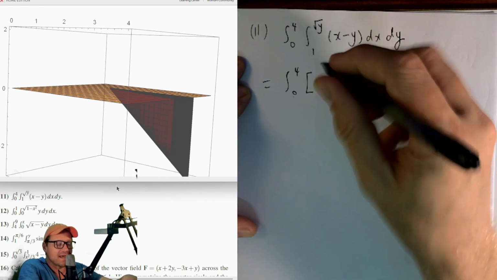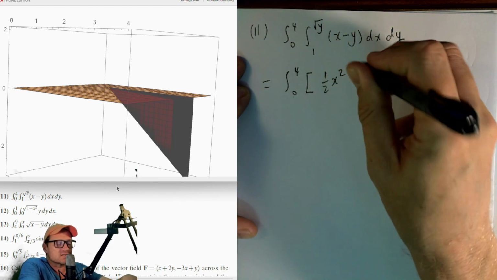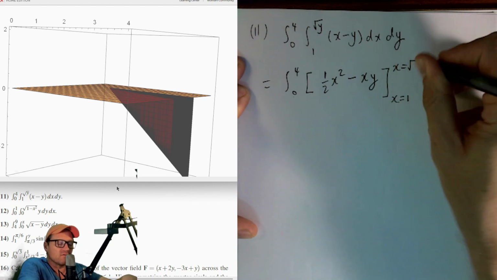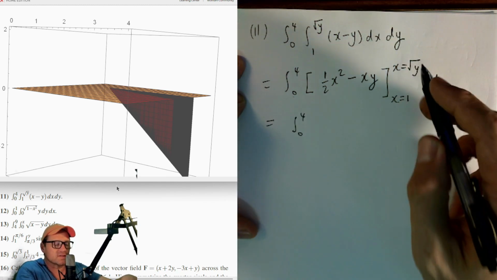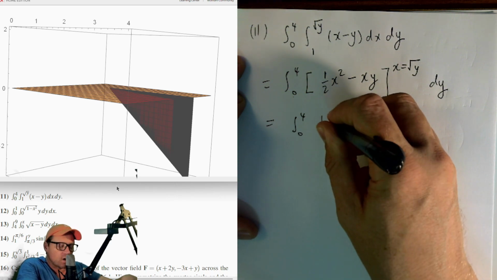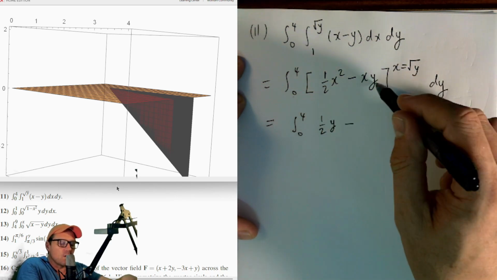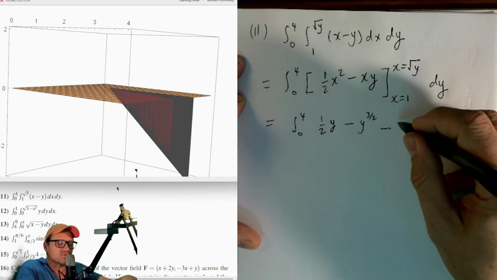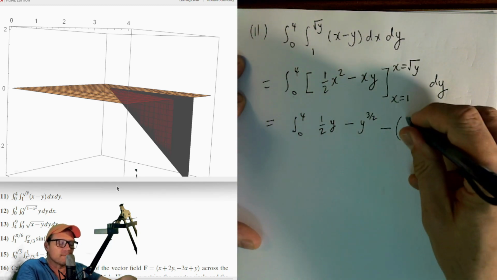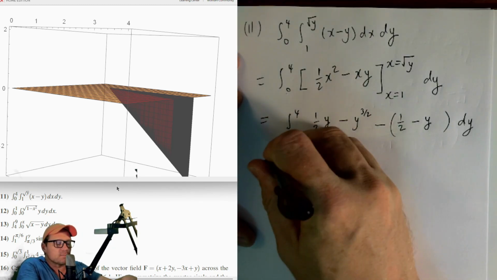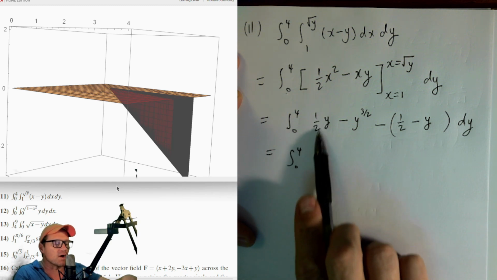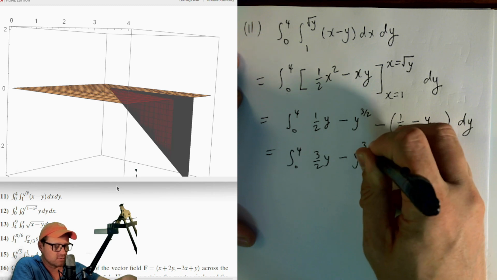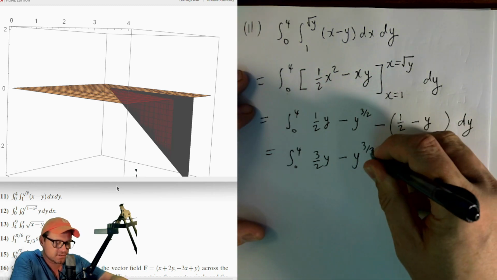Integrating this with respect to x partially, we have a half x squared minus x y, x from 1 to the square root of y. Subbing in, replacing x with the square root of y, we have 1/2 root y squared is y, and then y root y, which we can express as y to the power of 3 over 2. And then we subtract, subbing in x is 1, so 1/2 minus y. Okay, so simplifying this, like terms here, we have 1/2 y plus another y is 3 over 2 y minus y to the power of 3 over 2 minus 1/2. 3 over 2, sorry, yes.